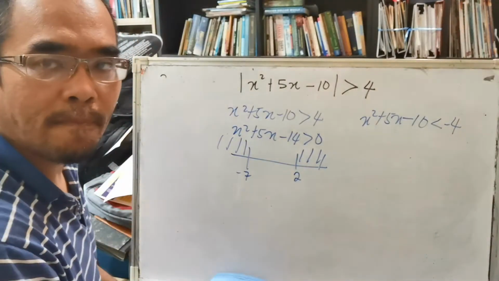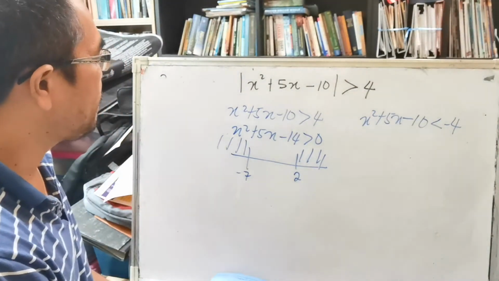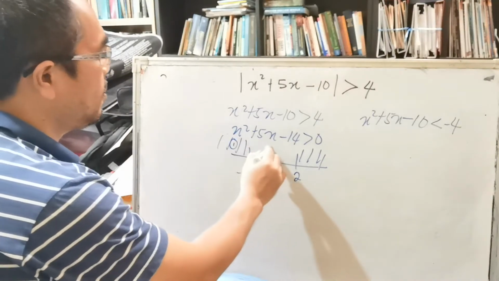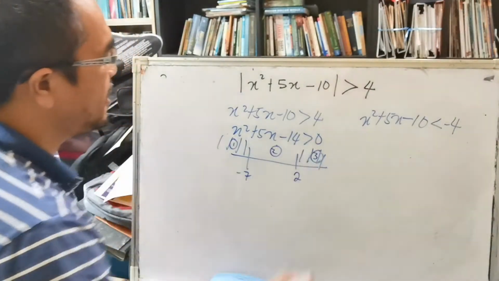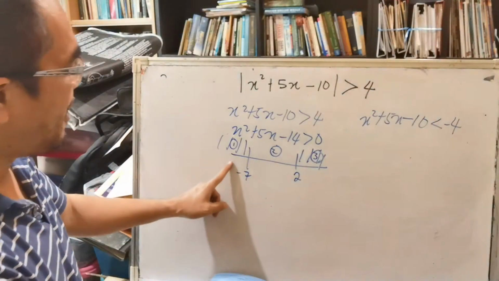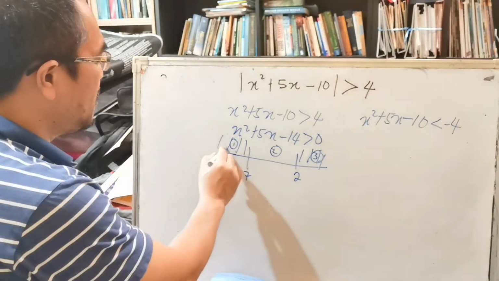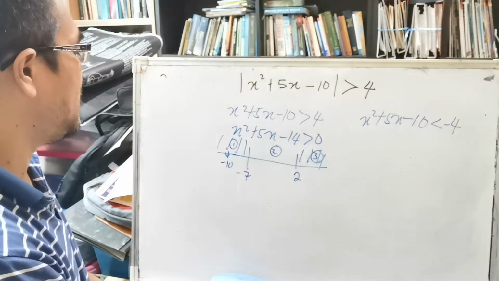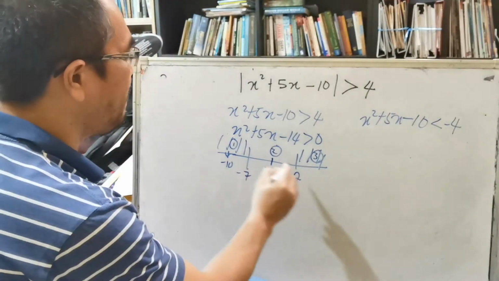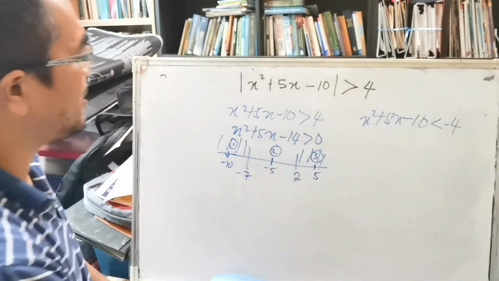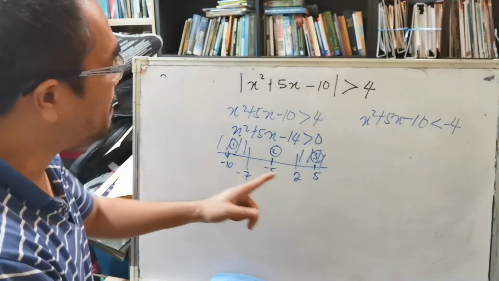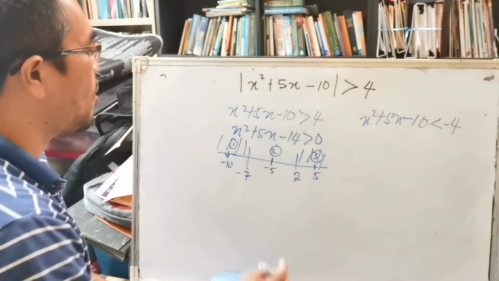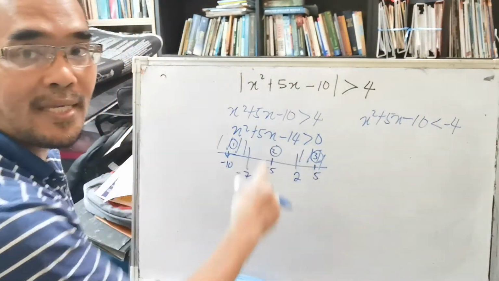So how do we know that? Let's try one of the values. You pick any value from this place, or this place, or this place. For example, −10 from this place, −5 from this place, and 5 from this place. For this purpose, I'm going to do only one, because the quadratic inequality is always either outside or inside.